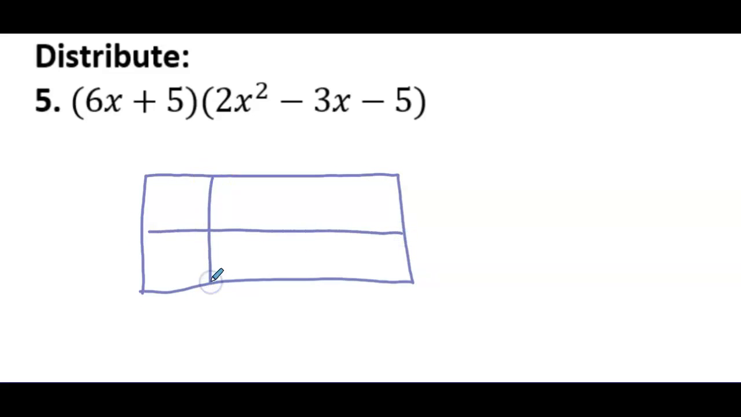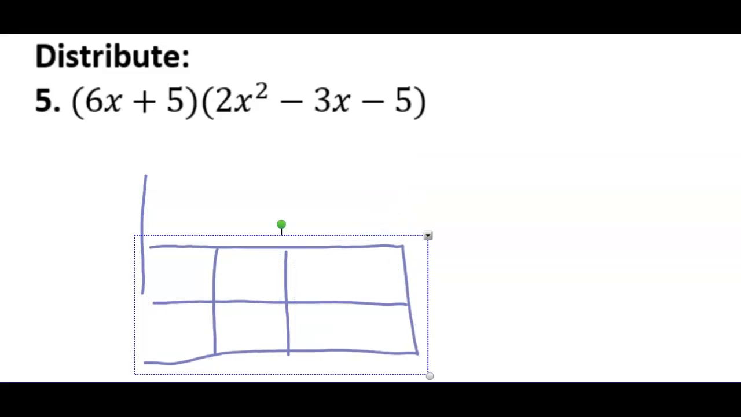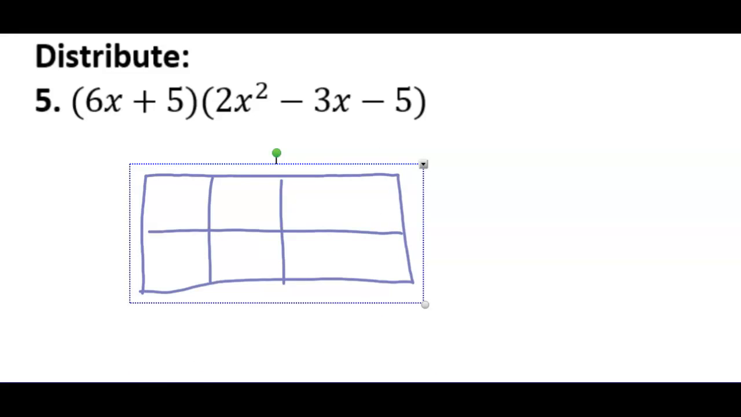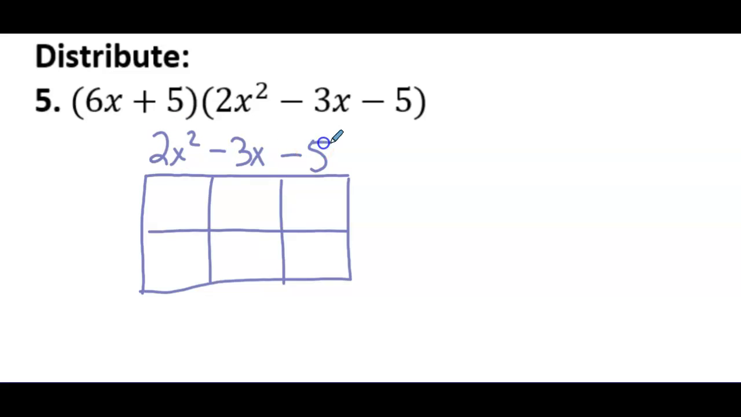So 1, 2, probably a little long. Whoa! Let's see here. I need an eraser. There we go. That's a little bit better. Okay, so over the top of this is going to be 2x squared minus 3x minus 5. And over here, I'm going to get my 6x plus 5.